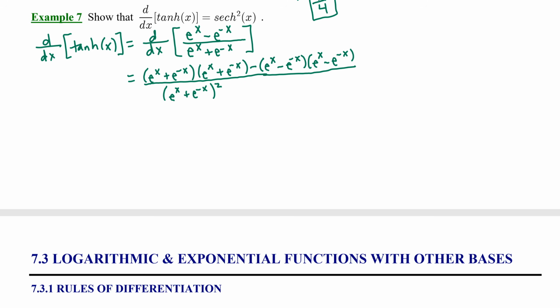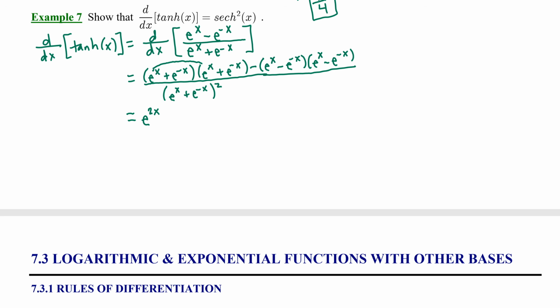Now, the only way around this problem is FOIL. There's nothing in common between our two terms that we could factor out, so we are going to need to FOIL our two sets of binomials. Applying FOIL, the product of our first two terms, e to the x times e to the x, is e to the 2x. Remember, when you're multiplying like bases, you add the exponents.